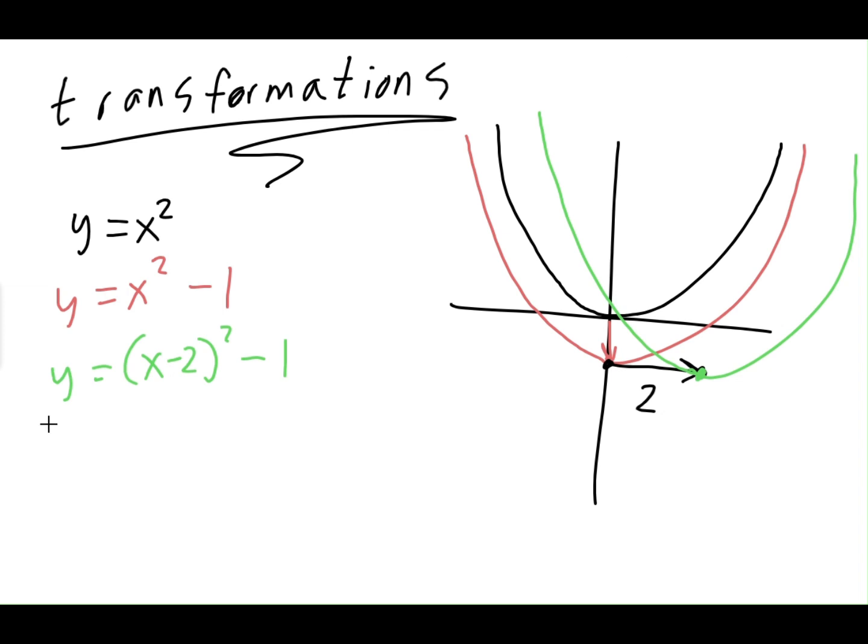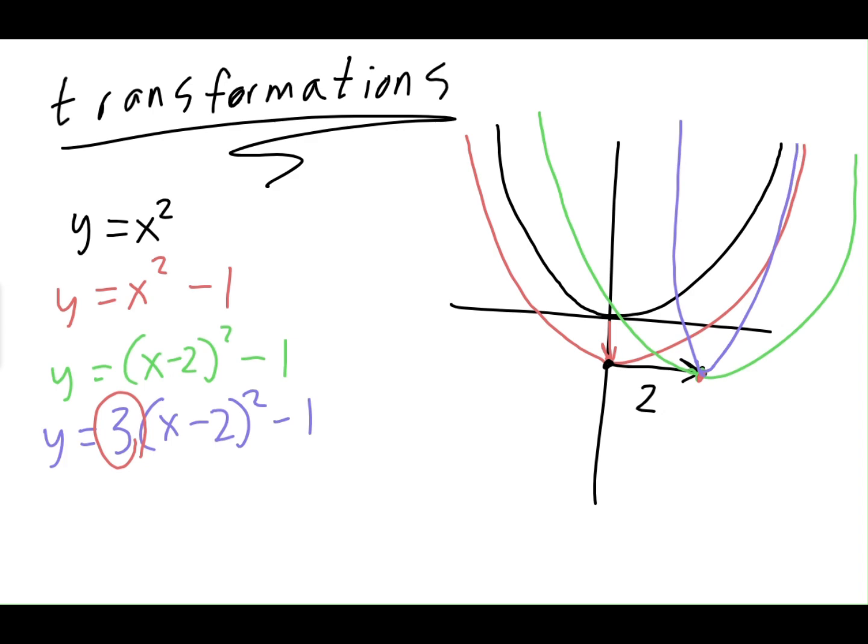There's one last thing that we can transform with, is what if I did an a value? So I have 3 times x minus 2 squared minus 1. In this case, it looks exactly like the green graph, but this 3 here is going to change it vertically. It's going to make the whole thing steeper. So it's not going to change where the vertex is, but it's going to be just a little steeper. It's going to look like this.